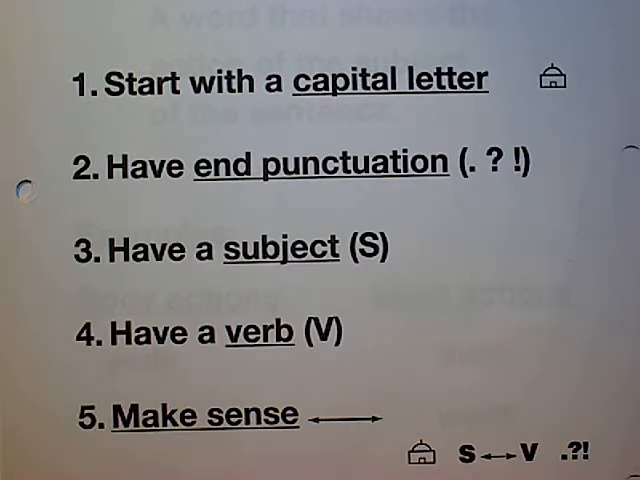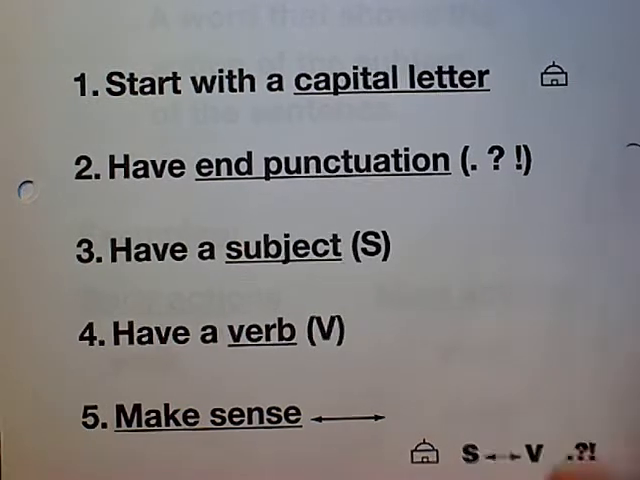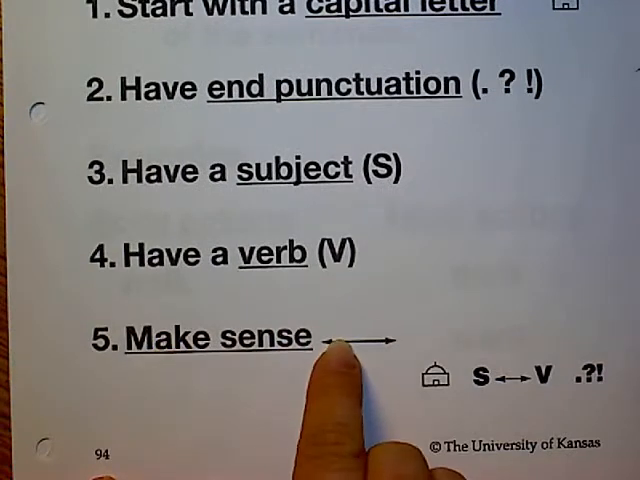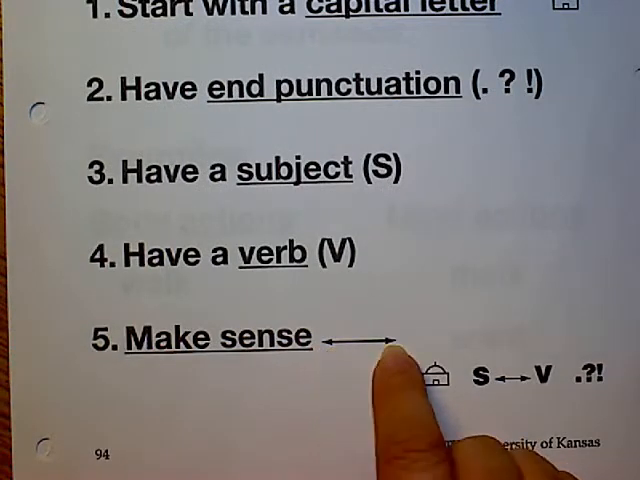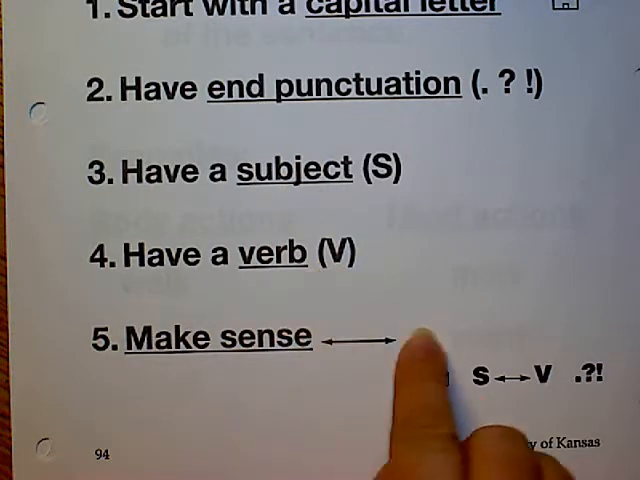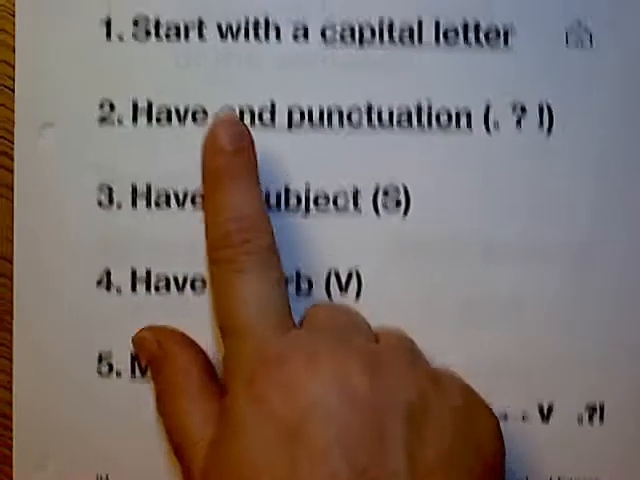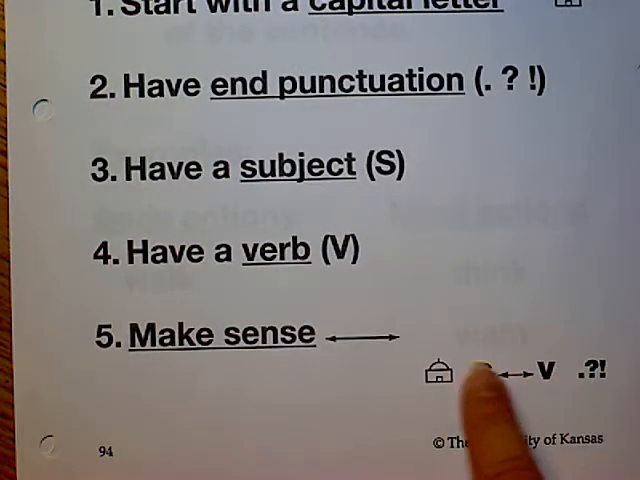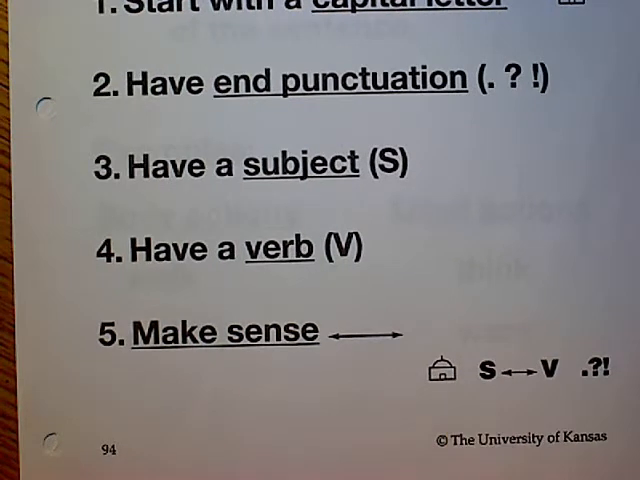So the last thing that you want to do is make sure that it makes sense. And I did a signal of an arrow because that's in between the subject and the verb, or between, I should say, the capital letter and the end punctuation. That's what we need to make sure makes sense. Between these two things, we have to make the connection. So let's look at another sentence.